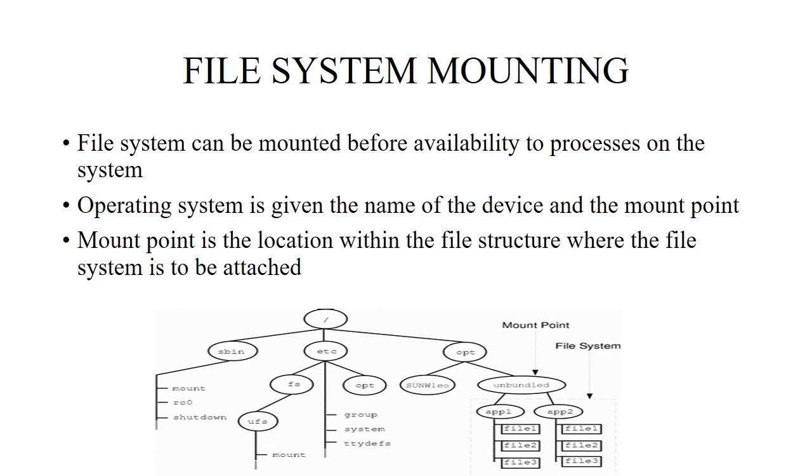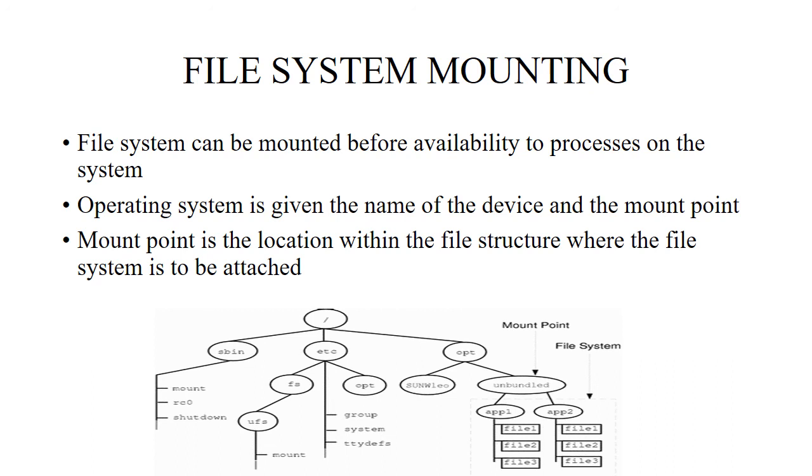As we can see in the diagram, there is a root directory which contains three structures: abin, etc, and opt. The abin file system contains three files: mount, rc0, and shutdown. The etc file system contains other file systems, fs and opt. Then fs contains UFS, which contains the file mount. The etc file system contains the files group, system, and tty dfs. Again, the opt file system contains sunvico and unbundled. Unbundled contains two different file systems, app1 and app2. App1 contains files file1, file2, and file3. Again, app2 contains file1, file2, and file3.